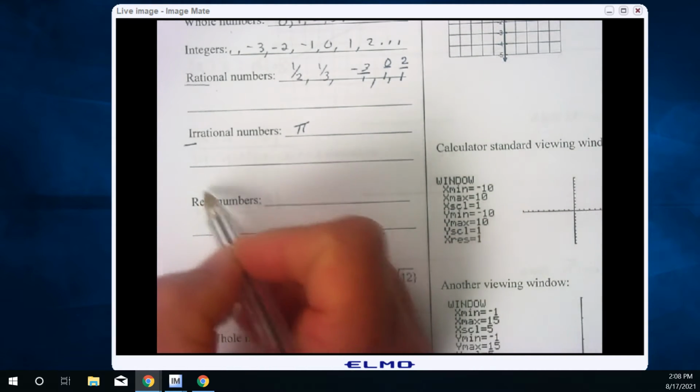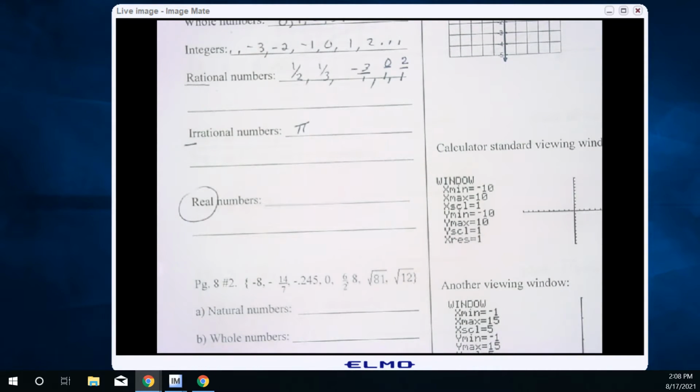We want to work on number 9. All right. What are real numbers? Is this the biggest set? Not imaginary numbers. They're not imaginary. So everything that we just did, all of those are real numbers.